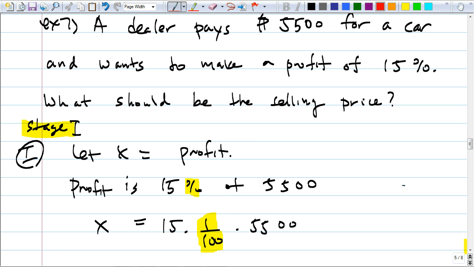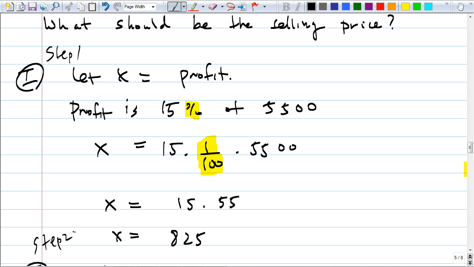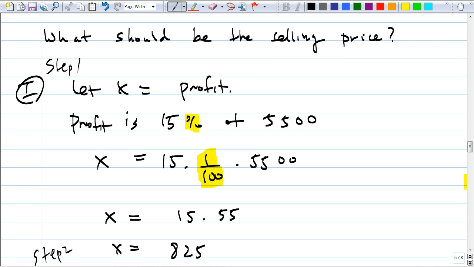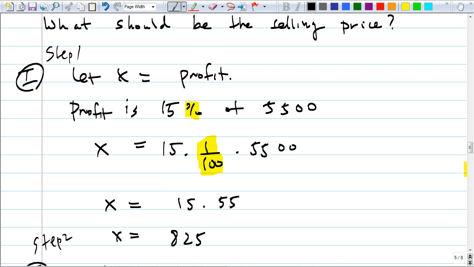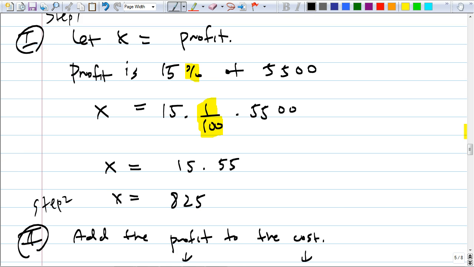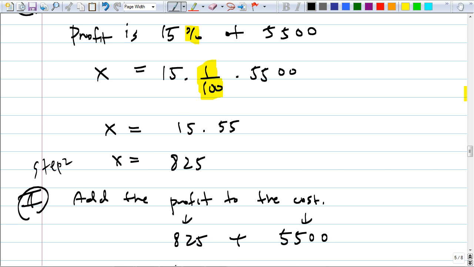Go ahead. Everybody tell me what X is. Okay, how many of you got 825? Very good. So that's the profit the dealer is going to make. Now, are you going to sell your car for $825? Please don't do that, because then you're going to sell a lot of cars, but you're not going to make much money. You're going to be out of business very soon, because that's the profit you want to make. So because they ask what the selling price should be, what are you going to do next? We talked about this. You're going to add this to 5,500. To get the selling price, you have to add these together: the profit and then the price of the car.